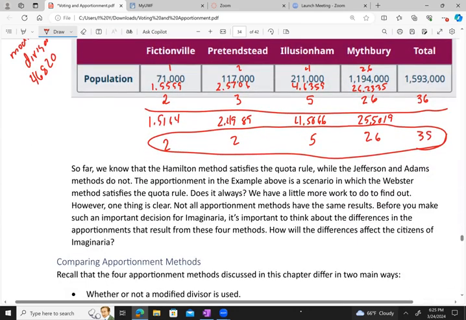So far we know that the Hamilton method satisfies the quota rule, while Jefferson and Adams methods do not. The apportionment in the example above is a scenario in which the Webster method satisfies the quota rule. Does it always? I have a little more work to do to find out. However, one thing is clear, not all apportionment methods have the same results. Before we make such an important decision for Imaginaria, it's important to think about the differences in the apportionments that result from these 4 methods. How will the differences affect the citizens of Imaginaria?